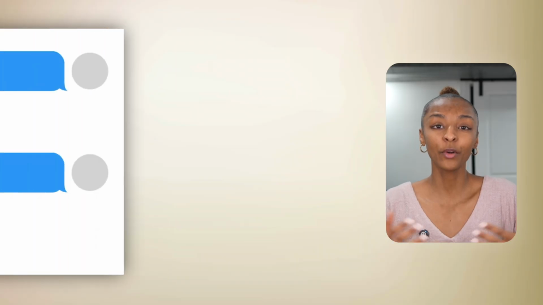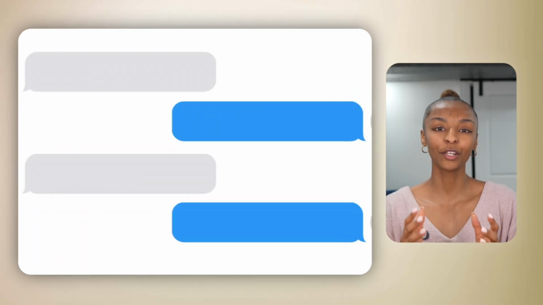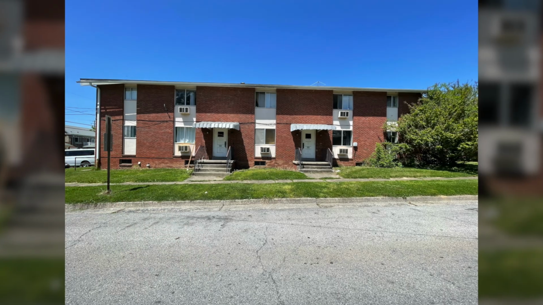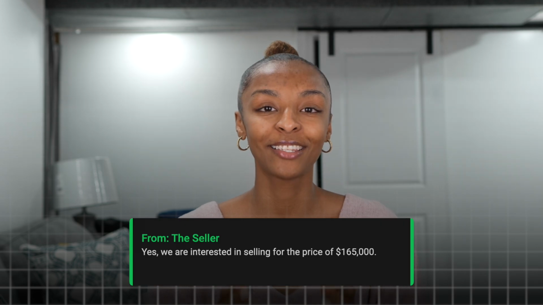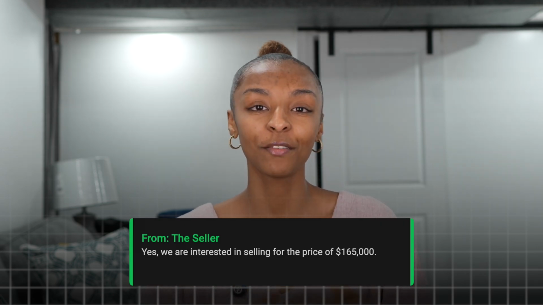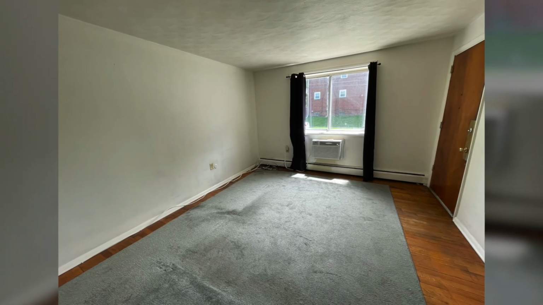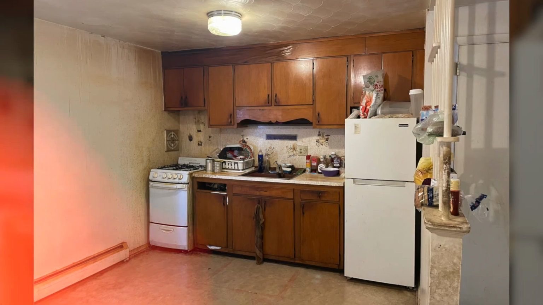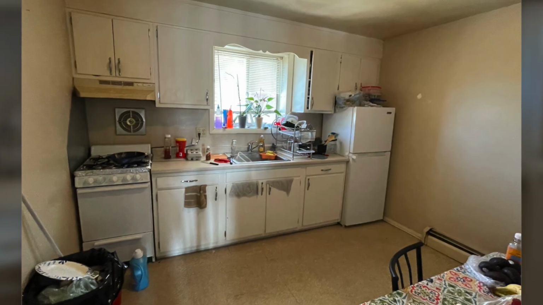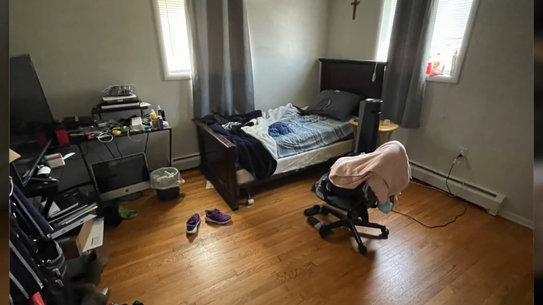So like I said, I like buying properties off market and going direct to seller. So the way we were able to get this rental property was going directly to the seller and sending the seller a text message. And this was for a 5-unit apartment building. The seller texted us back and said, yes, they are interested in selling for the price of $165,000. Now, I went on that appointment, I walked all the units, met with the tenants, and saw that the property actually wasn't in that bad of a condition for being at such a cheap price.